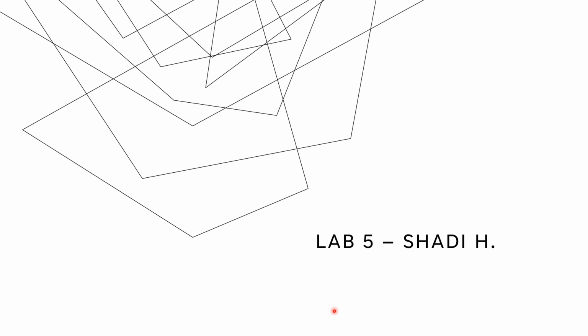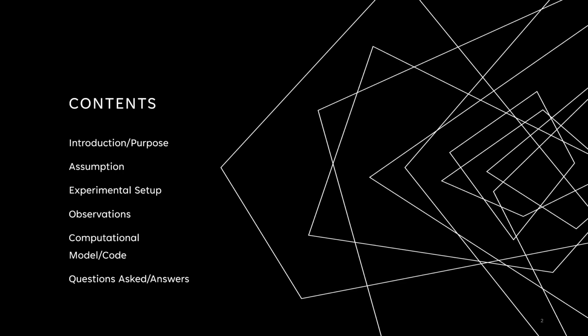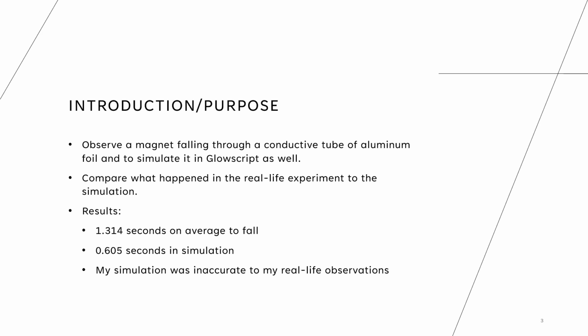This is lab 5 for Faraday's magnetic braking. This is the contents: the introduction, purpose, assumptions, fundamental setup, observations, and computation model code, and then the questions asked and the answers at the end. Then this is the introduction and the purpose.